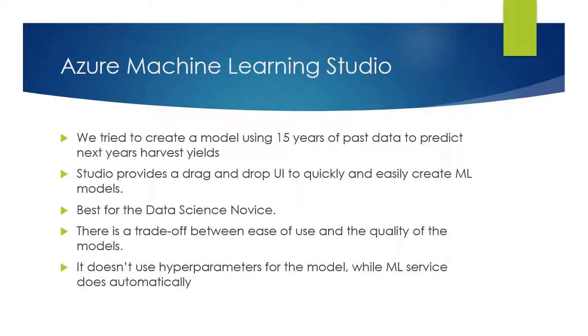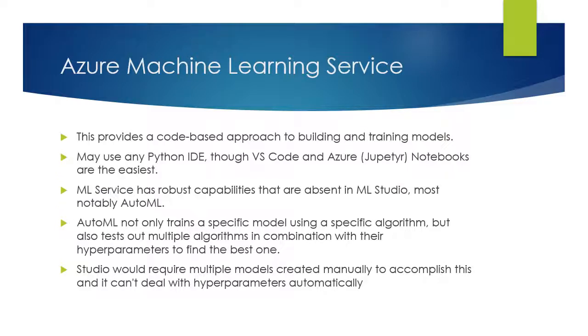The data science amateur is most at home with ML Studio, which allows the user to quickly configure, train, and deploy machine learning models. However, the accuracy of the final models is sacrificed for its ease of use. There are many features lacking, such as automation of running through and testing all the different algorithms, as well as the use of hyperparameters within the algorithms themselves. The data science veteran will find the code-based approach far more accurate and robust. There are many features here in Machine Learning Service that are lacking in Studio, such as the AutoML library.